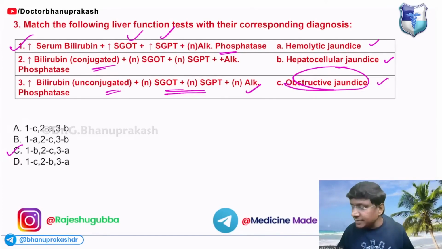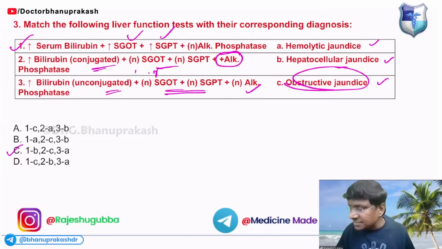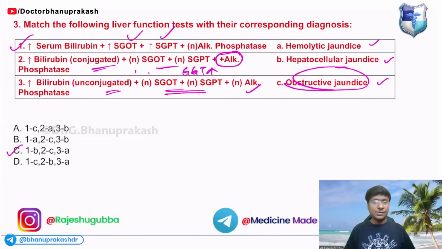That is the reason why SGOT, SGPT levels will remain normal. But what is elevated? The alkaline phosphatase as well as the gamma GGT, right? Gamma GGT will be elevated in obstructive jaundice. So it is very simple to make out the jaundice.